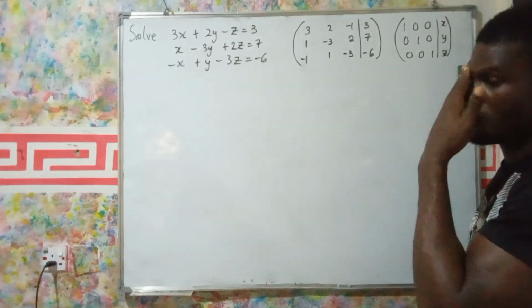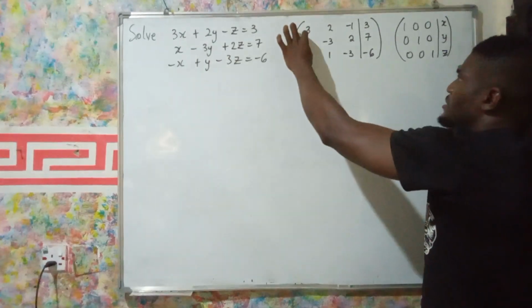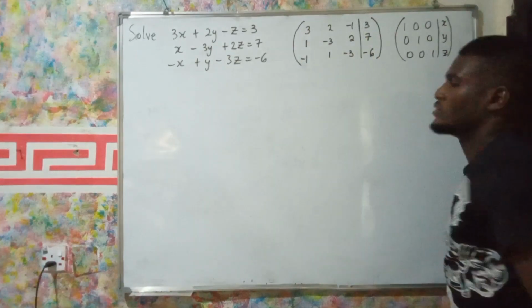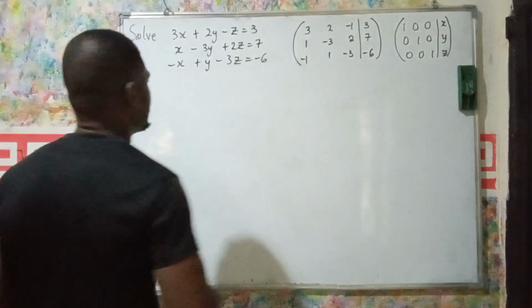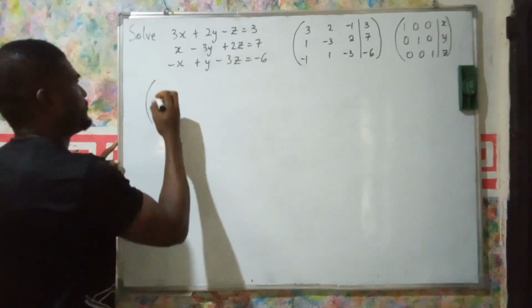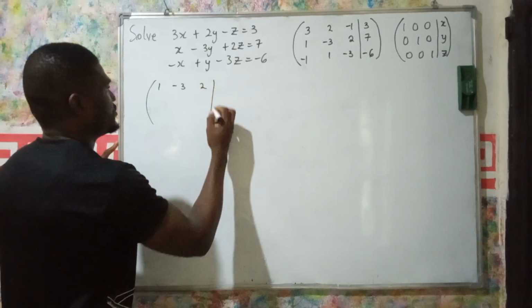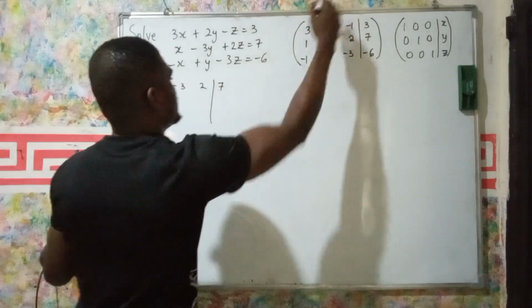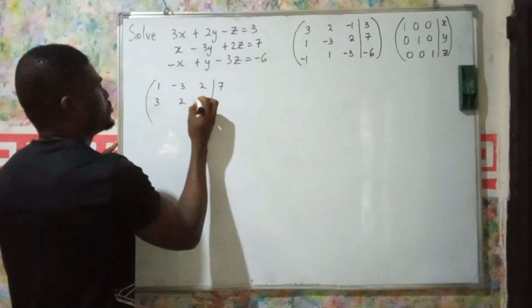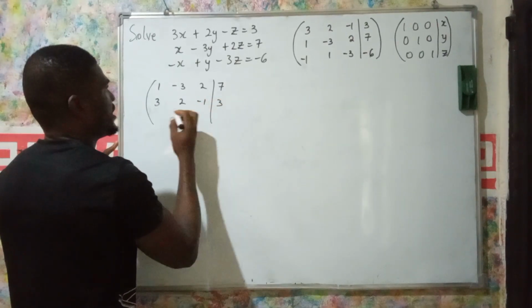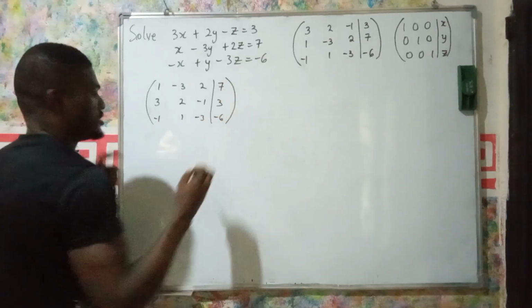First of all, we've seen that we have 1 at this point in the second row, so we can easily swap it to the first row. So we're going to swap the second row to the first row. We then have the first row as 1, minus 3, and 2, and the result there is 7. So we are moving this to the first row, and this first row will now replace it, which is 3, 2, minus 1, 3. And then we have minus 1, 1, minus 3, and 6. So this is what we have.